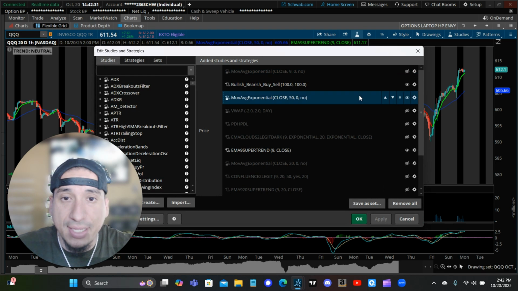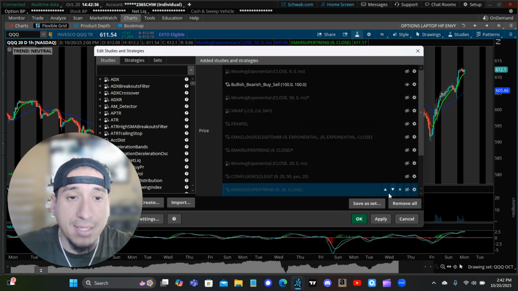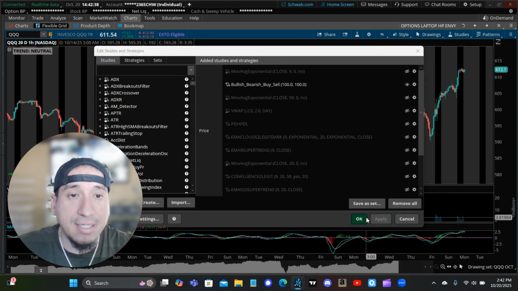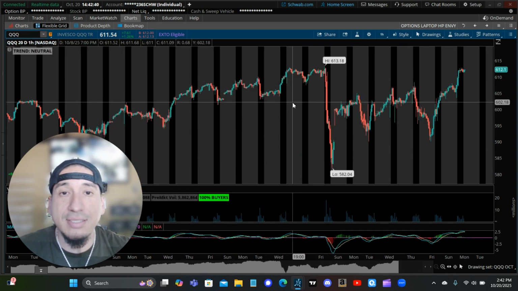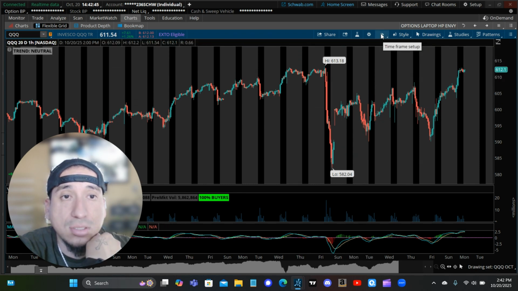So let me take out my indicators. We'll take out the 9 EMA and the 50 EMA. We're gonna remove that, clean up the chart a little bit. So as you can see right here, I'm looking at the 20-day 1 hour chart.